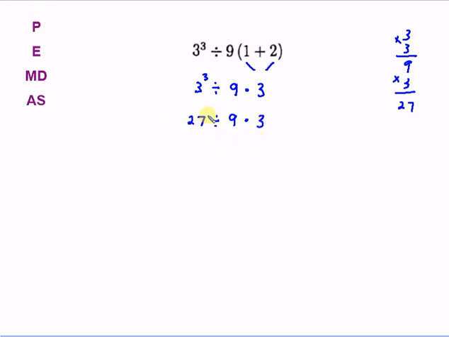Any more parentheses? Nope. Any more exponents? Nope. Now, do we have multiplication and division? We do. And again, it is left to right. So we'll make sure that we start on the left-hand side. And the first one we come to is division. 27 divided by 9 is 3. 3 times 3 is equal to 9. So our answer is 9.